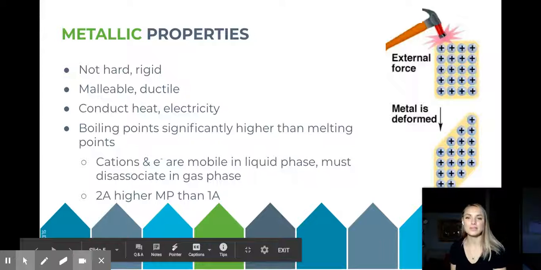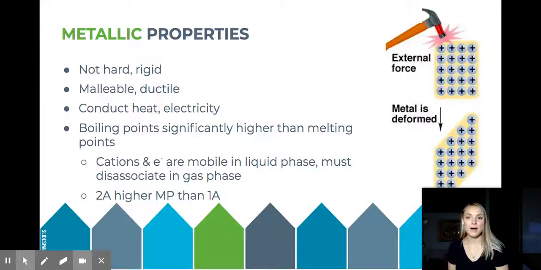Let's talk about some of the properties of metals. Metals tend not to be hard or rigid, and if we compare them to ionic solids, that's very, very different. And hopefully you're able to start thinking now as to why the differences between an ionic bonding and a metallic bonding model would lead to those differences.